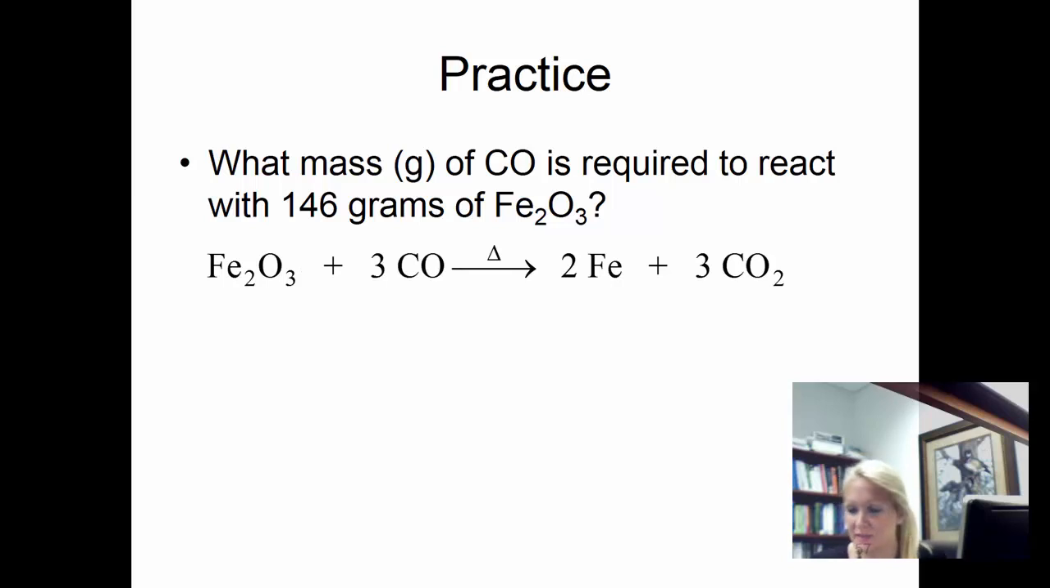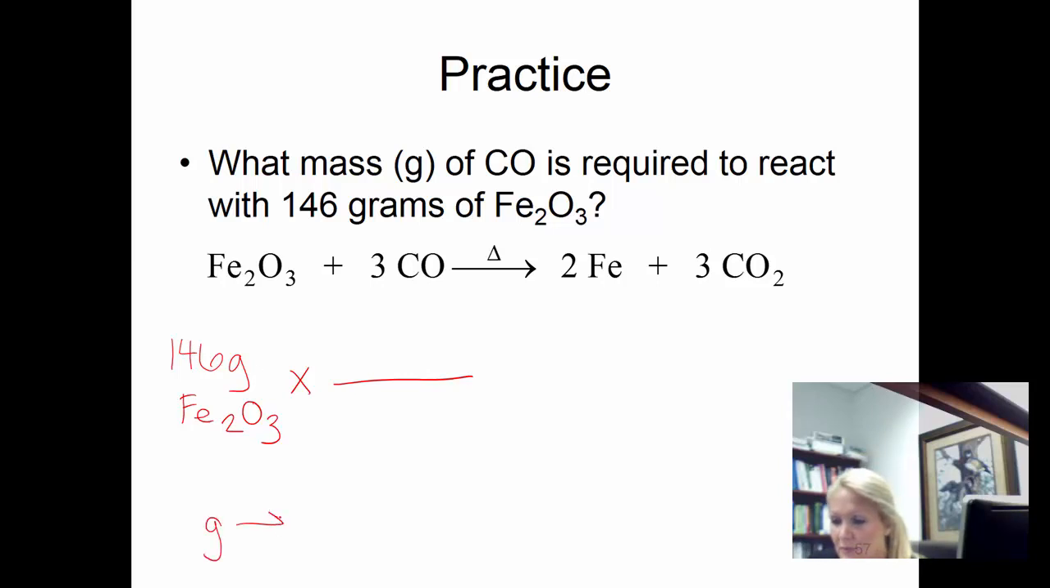Okay, so we're going to practice another one. Make sure we've got this. We always write out what we know. Okay, and we could do this problem with any of the compounds or elements in the equation. So you just look at the problem and see what it's asking. Okay, so we go from grams to moles.